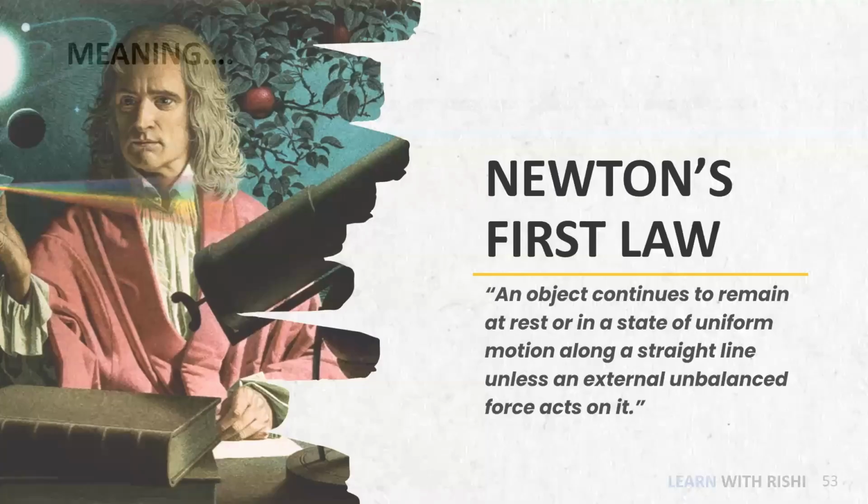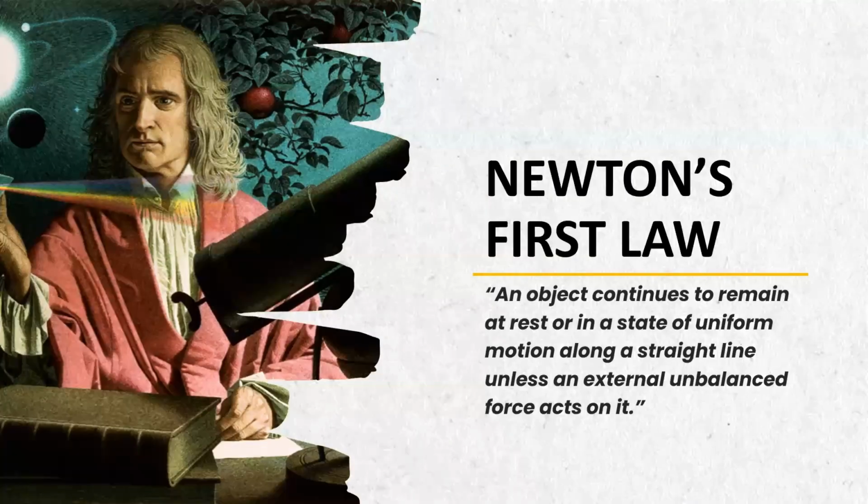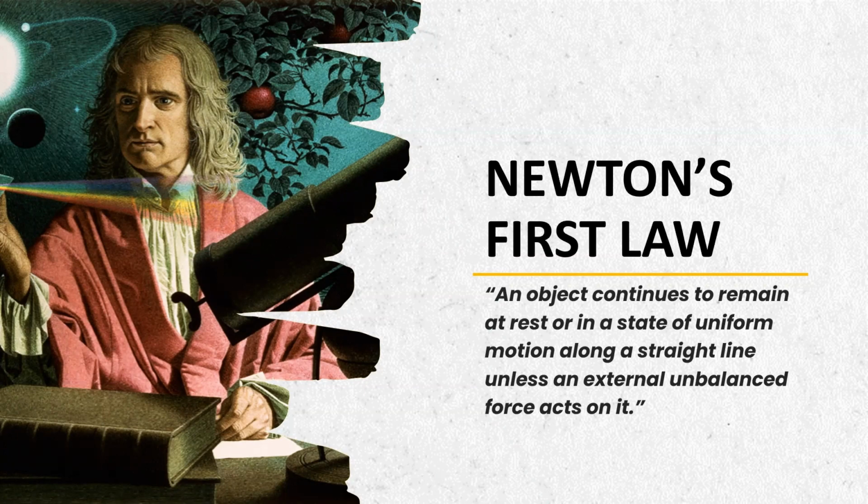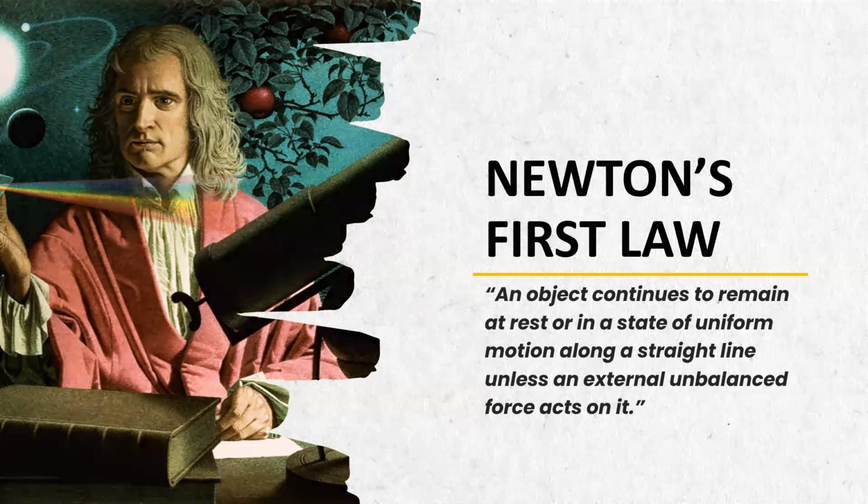So again, we'll read the statement. An object continues to remain at rest, means if the object is stationary, it will remain stationary, or in a state of uniform motion. If the object is moving with a constant speed, constant velocity, it will be moving with the same velocity unless an external unbalanced force acts on it. Unless we act a force on that object, the object will remain stationary, or if it is moving, then it will move with a constant velocity. And when we apply the force, it will change its motion. This is the simple meaning of the first law of motion.